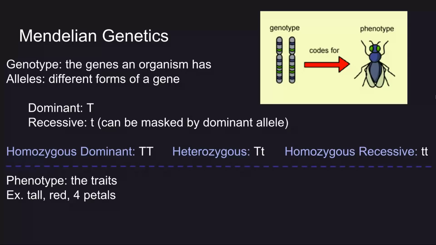Heterozygous individuals will have two different alleles, so big T, little t, for example. And homozygous recessive individuals are the ones who will display the recessive phenotype. They are little t, little t, for example. Phenotype is the trait that you will actually see with your eyes. So for example, tall, red, 4 petals, whatever trait you see with your eyes, that's phenotype. Genotype is just the alleles that they have.